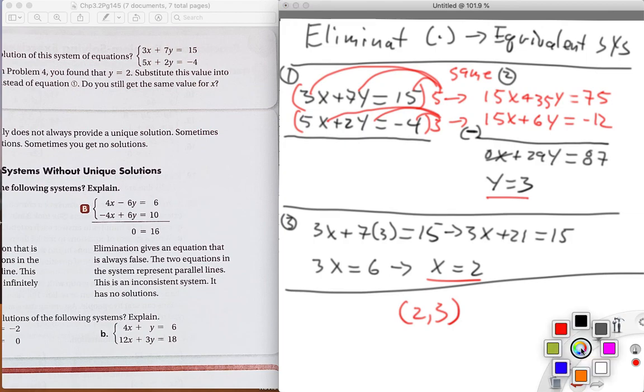Almost 2, 3. I made a boo-boo. This is negative 6, so this turns to negative 2. Yes, it's negative 2, 3. Okay.